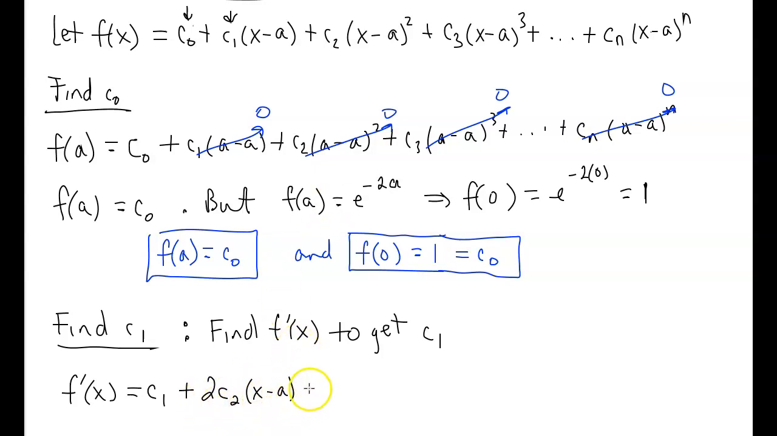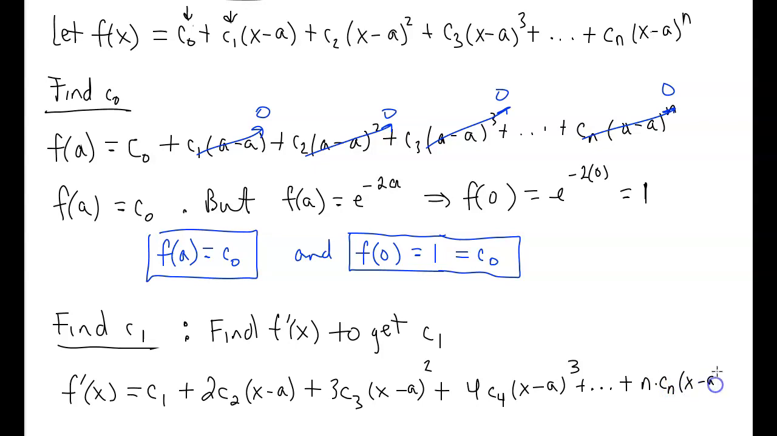In the next term it'll be the same thing, so we'll have 3 times c3 times x minus a. If we did another term, it will be 4 times c4 times x minus a. And of course, this will be squared here, and this will be cubed, because here we would say 3 times c3, and then we would subtract 1 from this exponent here. Okay? And of course, we keep on going. Once we got to the nth term, we would have n times c sub n times x minus a, and all that raised to the n minus 1.